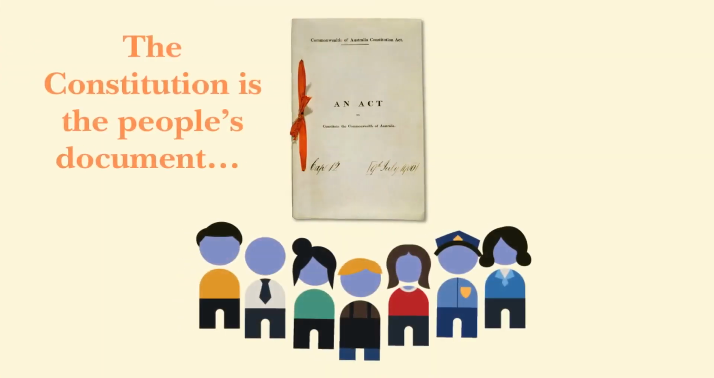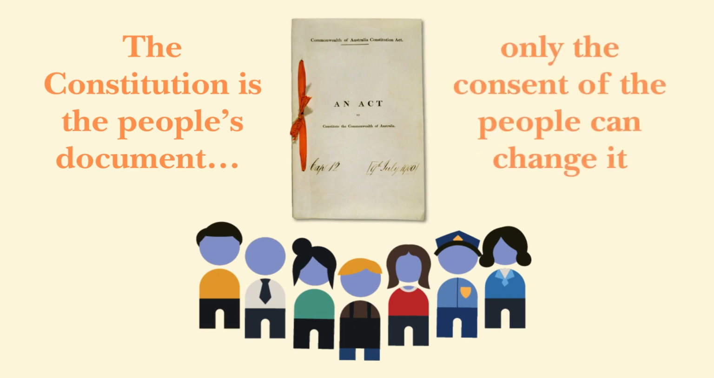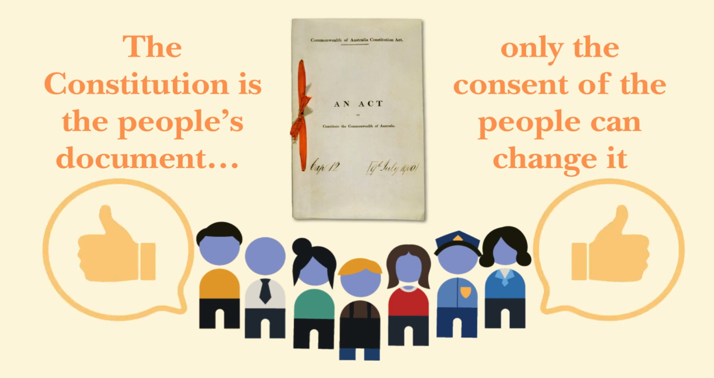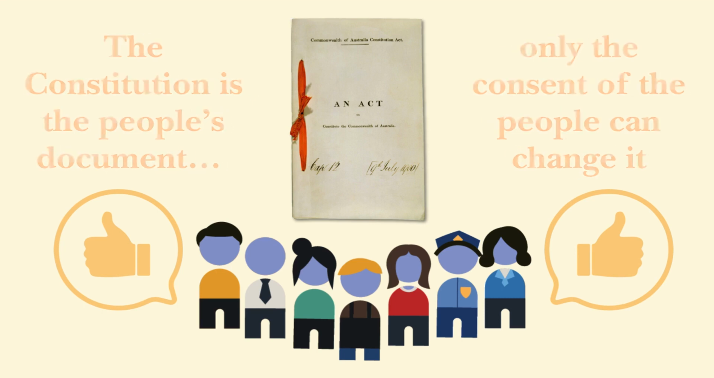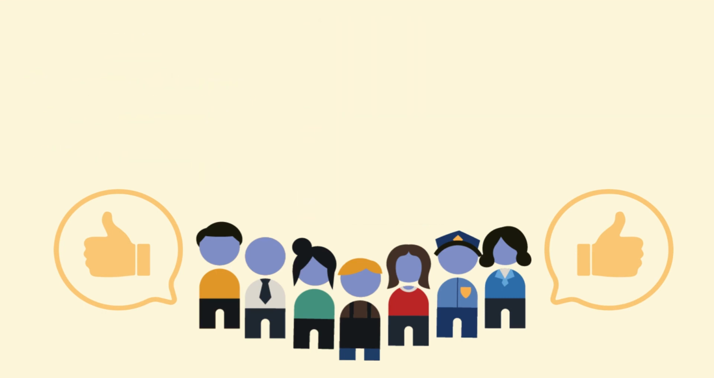It would not be good for the stability of our nation and system of government if those in power, such as the government of the day, could easily change the Constitution to further their own political or personal interests. As a result, the Constitution has outlined a specific process that is required to get the consent of the people before the Constitution can be changed, known as a referendum.